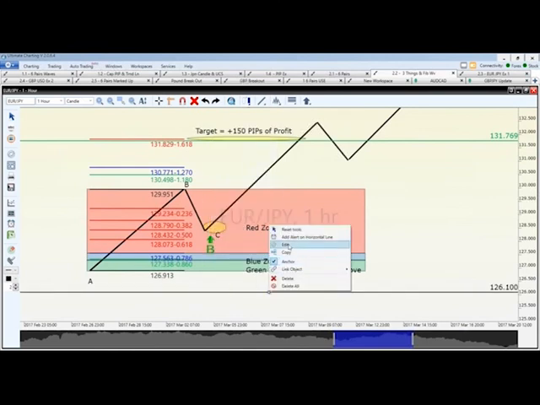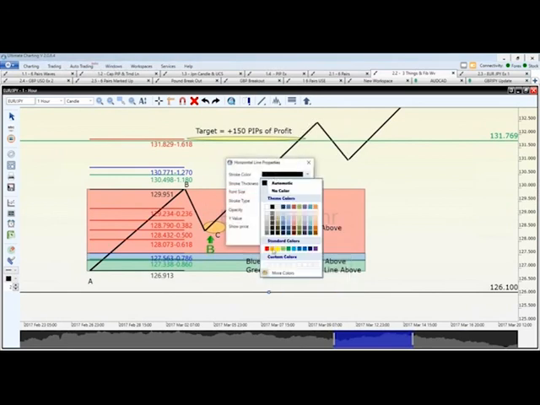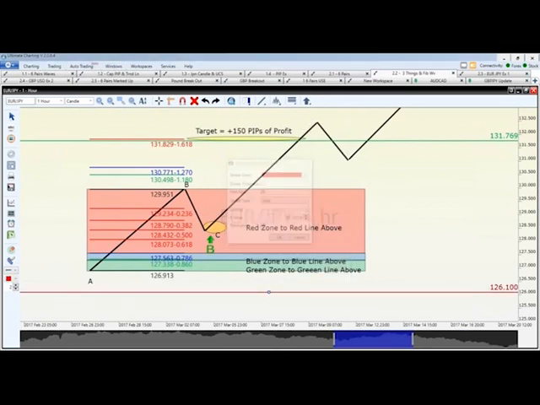In the chat box, if you wouldn't mind, put in if you're an aggressive trader or a conservative trader. Just put in the chat box conservative or aggressive for what kind of trader you typically are.